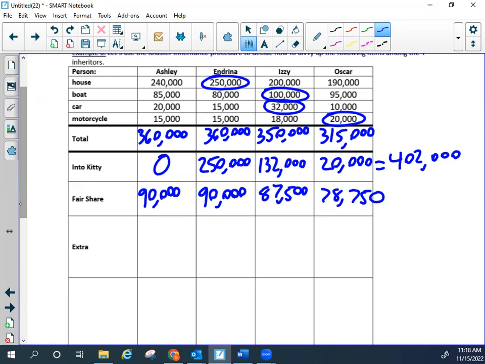So everyone puts their fair share into their pocket. They take it out of the kitty, and they keep that. It's theirs to keep. That's $346,250 gone out of the kitty, which means there is left over $55,750. We'll divide that evenly among all 4 of them, which means everyone gets an additional $13,937.50.